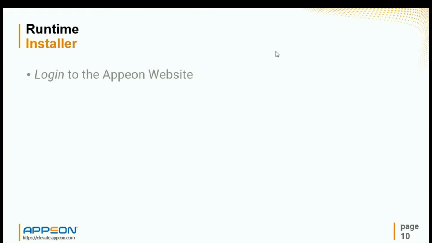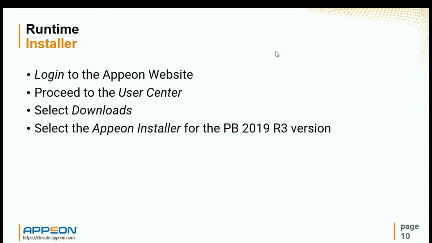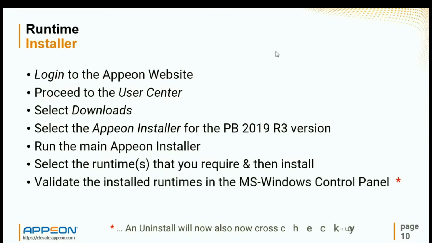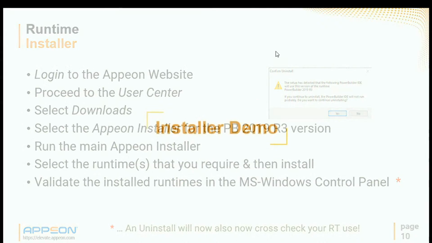So let's have a look at the Runtime Installer. In order to get this new installation, and again, it's separate from the IDE, we would log into the Appeon website, proceed to the User Center, select the download, select the overall Appeon installer for 2019 revision 3, run the main installer, select the runtimes that you want, and then just install them as needed. And then we just need to validate the runtimes. Notice that if you also try and uninstall a particular runtime, you'll now get a warning message that this particular runtime may be used in existing applications. Are you sure you want to proceed? So there's a safety check.